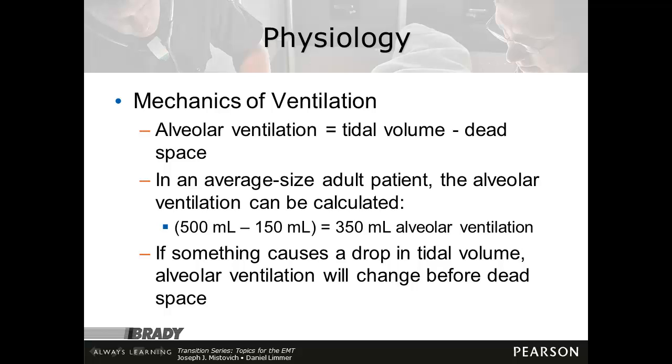For example, a patient has increased their ventilatory rate to 28 per minute to compensate for a decreased tidal volume due to pneumonia. By doing so, their minute volume returns almost to normal. But they may still display signs and symptoms of hypoxia due to poor alveolar ventilation.